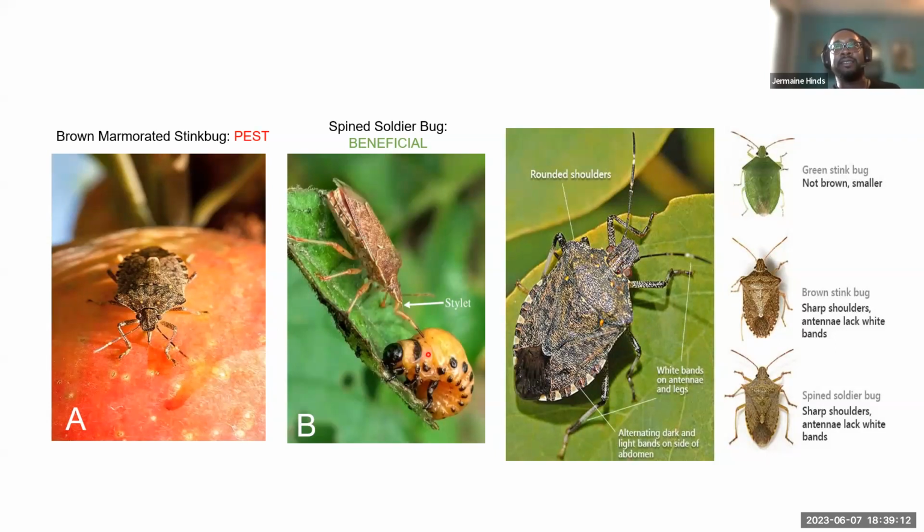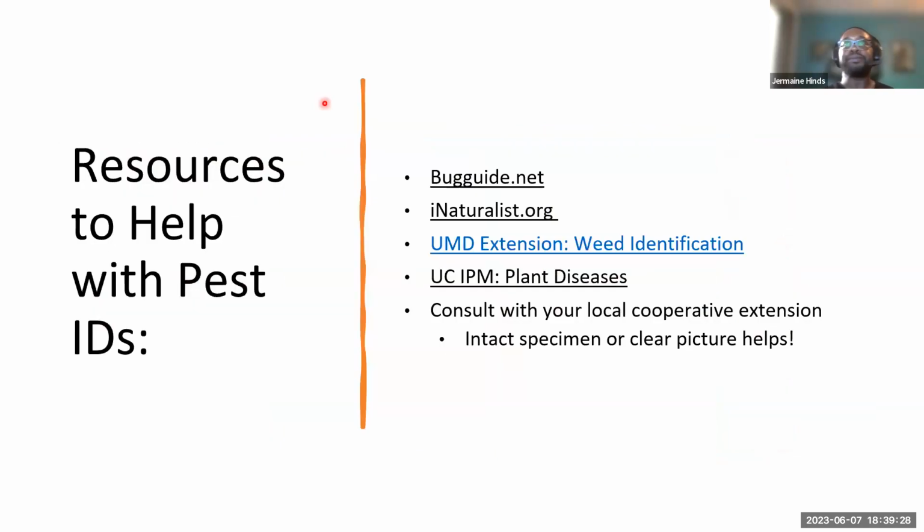This is a Colorado potato beetle larva, and this is the spined soldier beetle with the needle right in it. So this is biocontrol right here. This is a good guy. So this is one of those illustrations of why it's very important to know what you're treating before you treat it. And just some resources to help with pest IDs: BugGuide, iNaturalist, UMD Extension. These are all links that you could click at your leisure when you have this presentation.